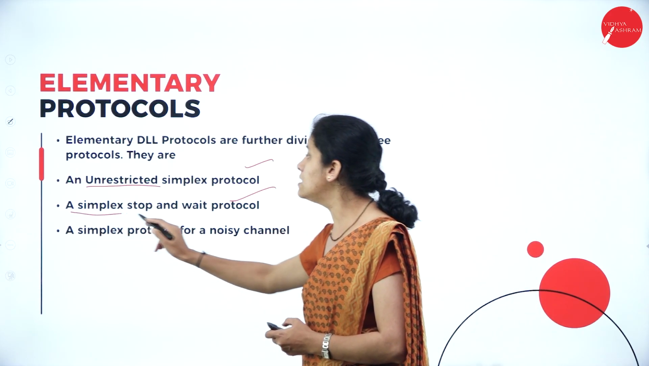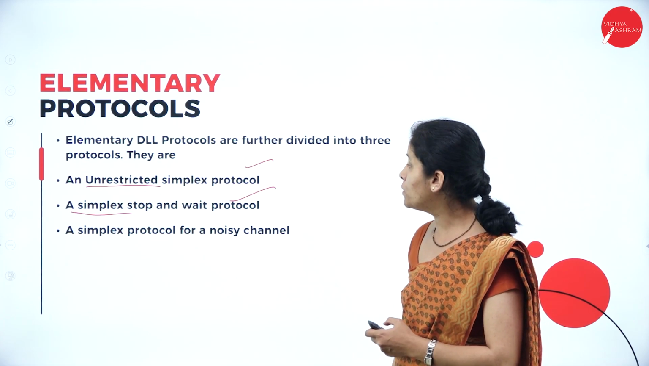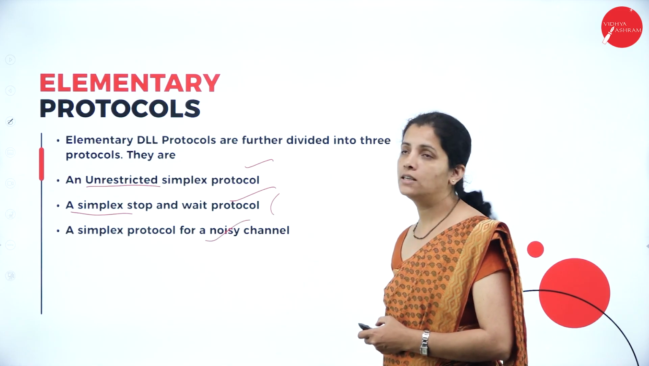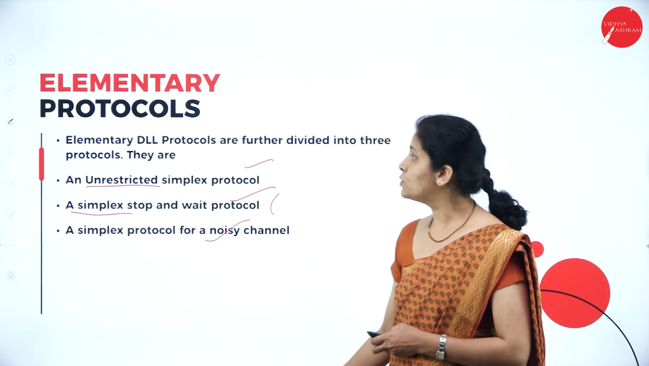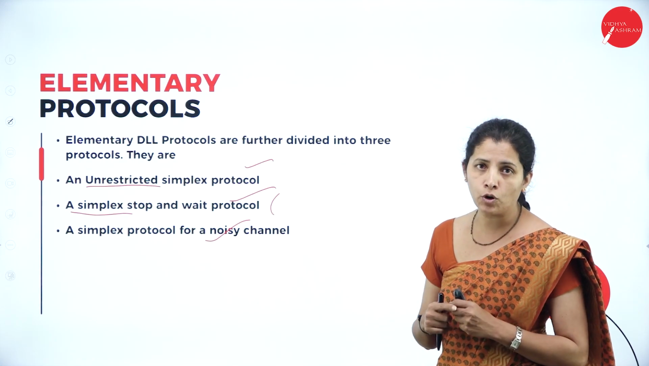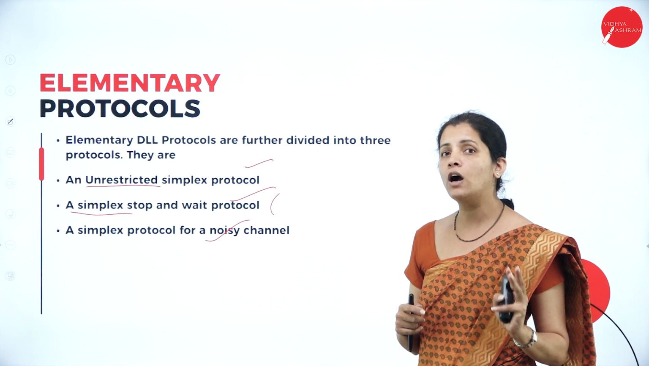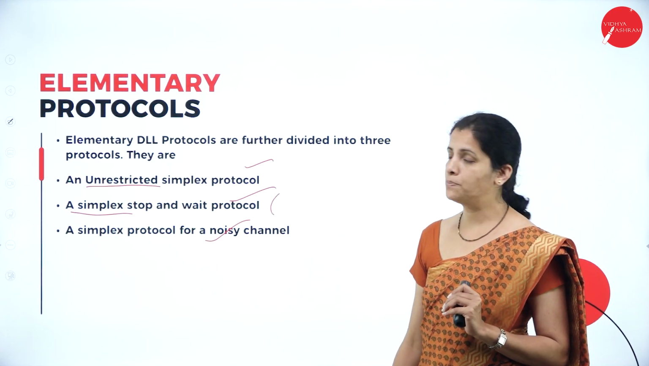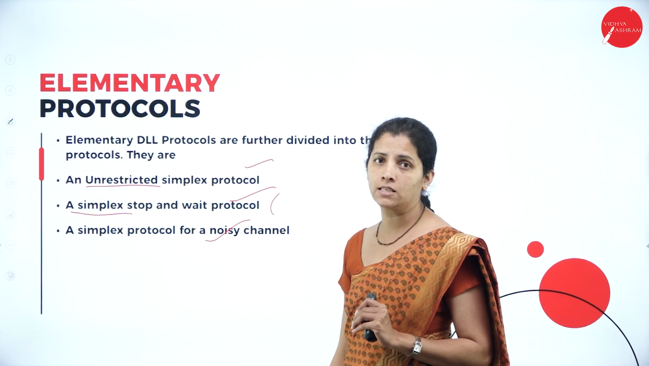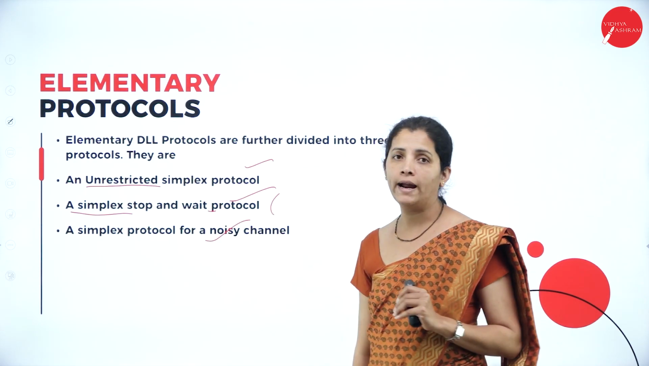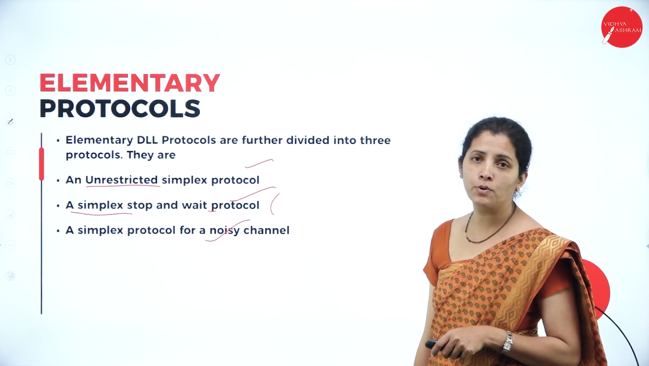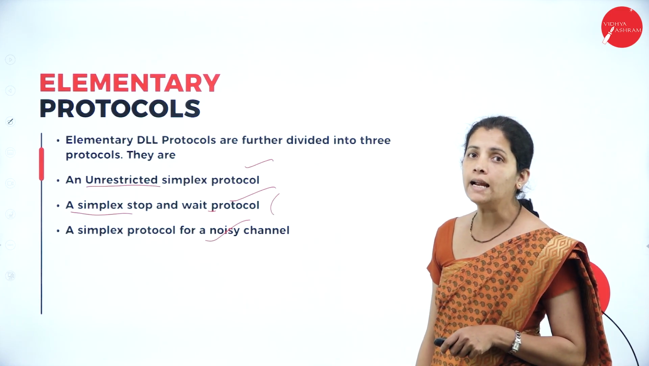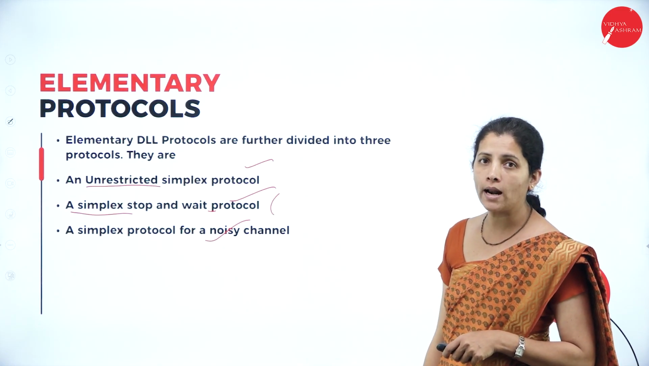And the simplex stop and wait protocol is for noiseless channel, and this protocol is for noisy channel. So here the elementary data link protocol is further divided into how many types? 3 types. Which are the 3? One is unrestricted simplex protocol, another one is simplex stop and wait protocol, and the last one is simplex protocol for noisy channel. Anyway, dear student, let's study all these protocols one by one.